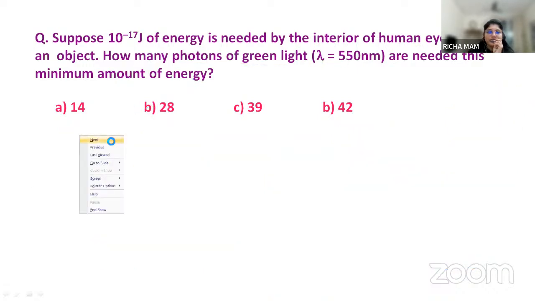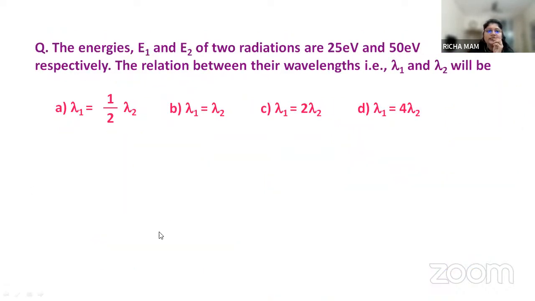Let us go for the next one. The energies E1 and E2 of two radiations. Here two energies are given, E1 and E2. E1 is of the radiation 25 electron volt and E2 is of the radiation 50 electron volt. Now what is the relation between lambda 1 and lambda 2? They have asked what is the relation between these two.